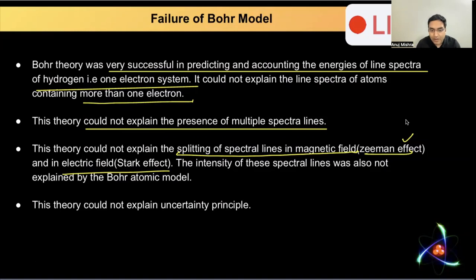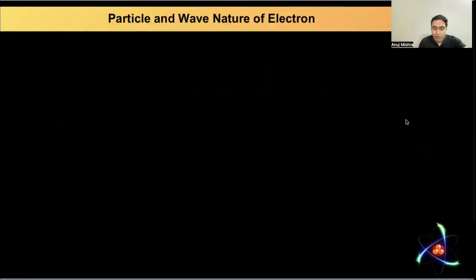Is it clear, children? After this, I'm going to proceed with one very interesting discussion: the particle and wave nature of the electron, or we can also call it the dual nature of the electron. Dual, or duality. When I use this word dual, it is a very powerful word. Dual means both having existence, but together. Both having existence, but together, right?